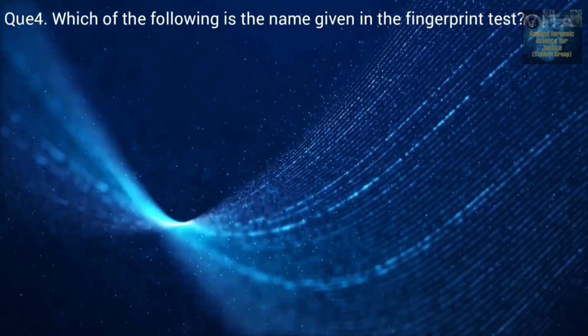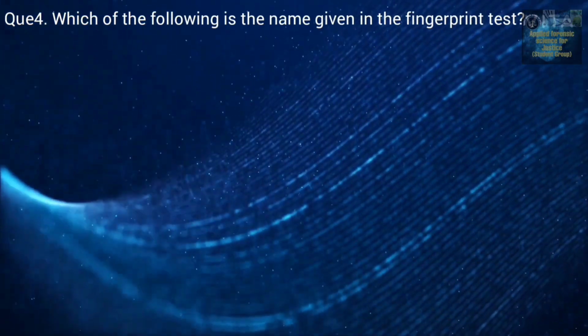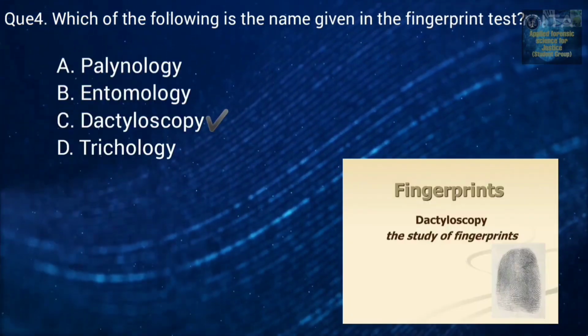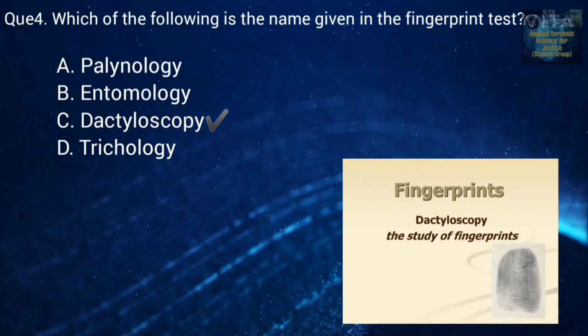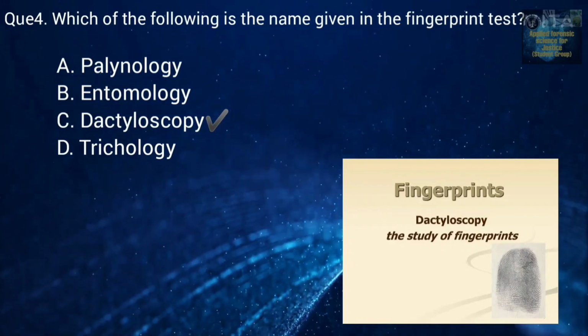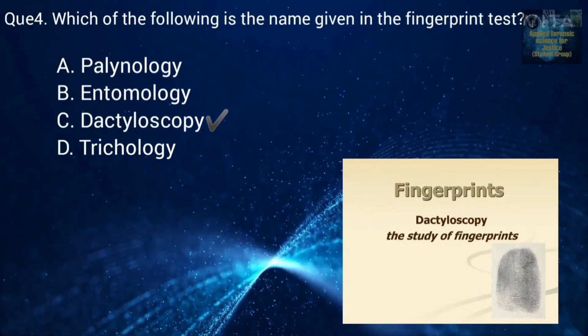Question number 4. Which of the following is the name given in fingerprint test? Options are A. Palynology, B. Entomology, C. Dactyloscopy, D. Trichology. The correct answer is C. Dactyloscopy.